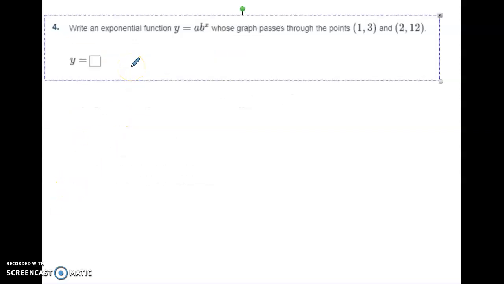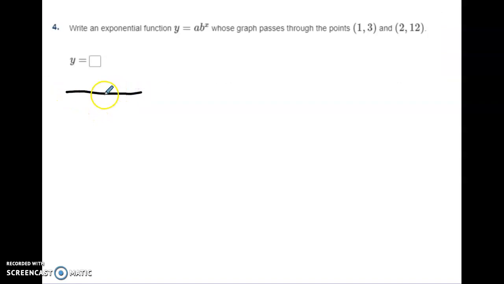Number 4, write an exponential function whose graph passes through the points (1, 3) and (2, 12). There's a way to do it, and this is how we used to do it in Math 1 and Math 2. And then there's the way using the natural log of y. I'm going to show you both, but if you can do the first way, I think it's a lot easier. I prefer it, though I don't really care how you do it. To me it involves a little more thinking, but I like it.